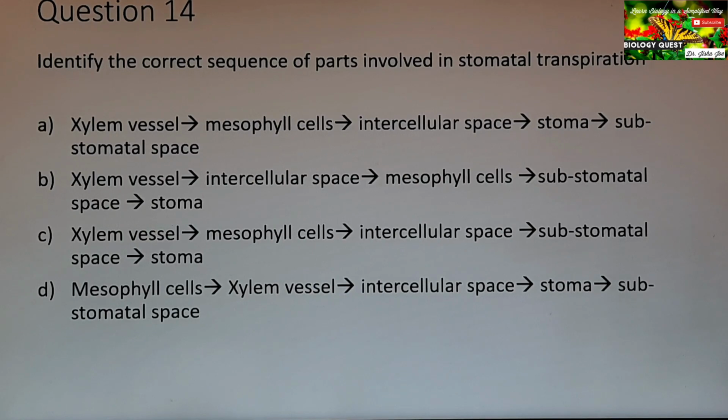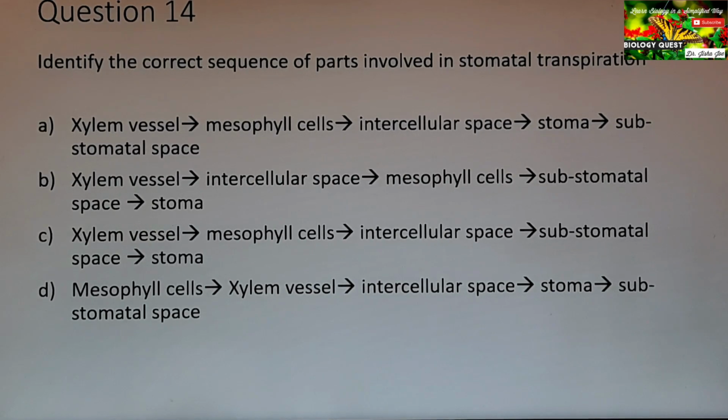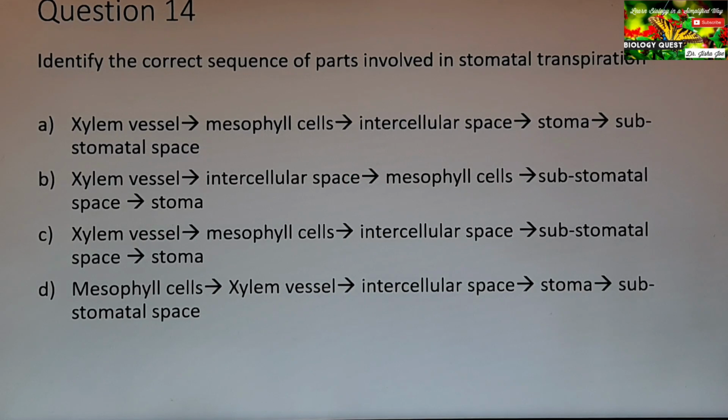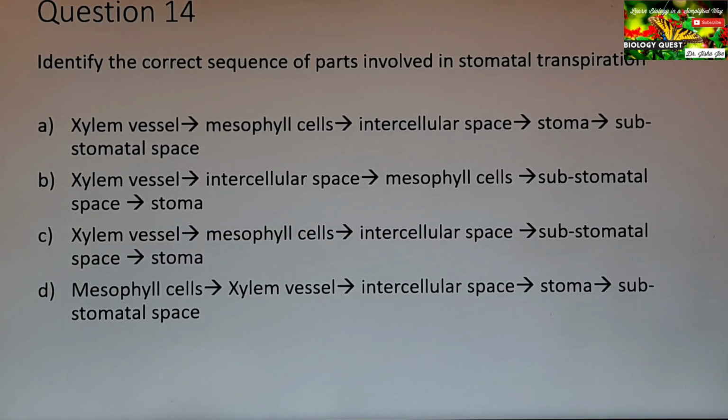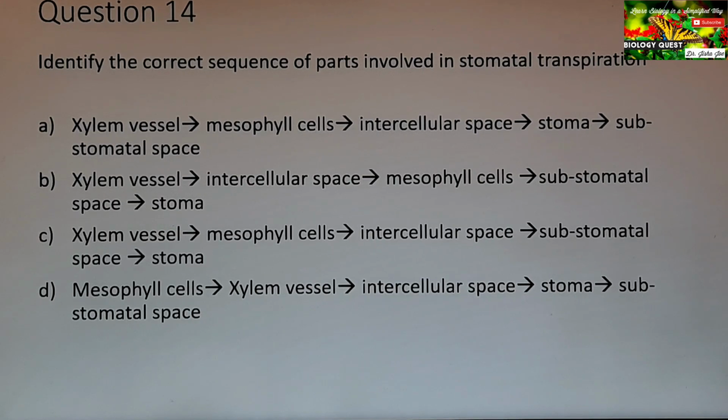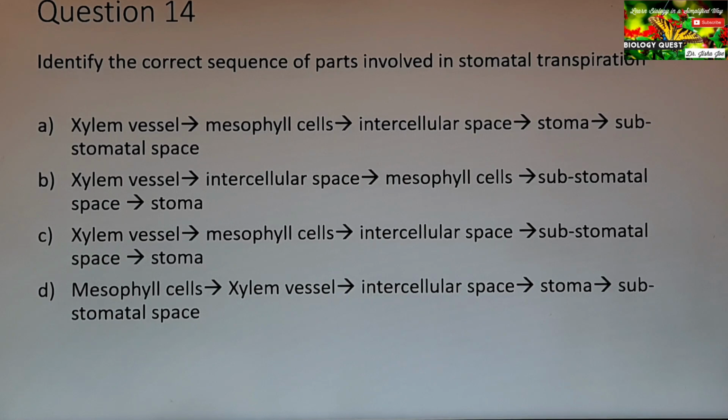Now we have to compare option A and option C. D and B have been ruled out. From the xylem vessel, water enters into the mesophyll cells. From the mesophyll cells, the water moves into the intercellular space. What is intercellular space? The space present between the cells of the mesophyll, especially the spongy parenchyma. So water moves from the mesophyll cells into the intercellular space.